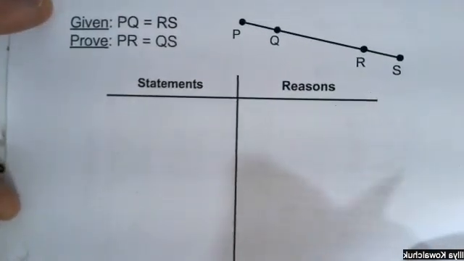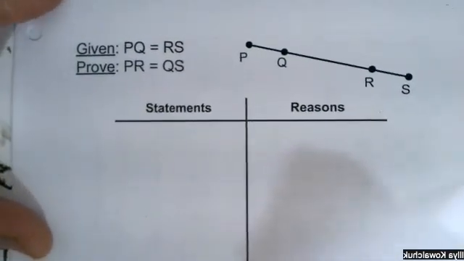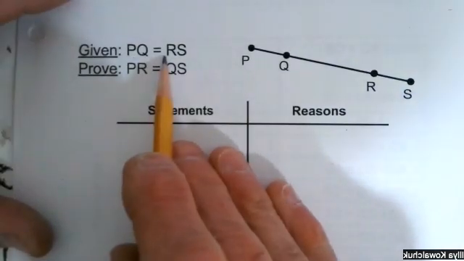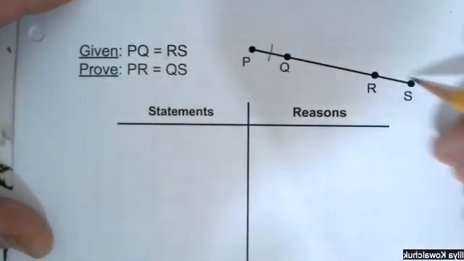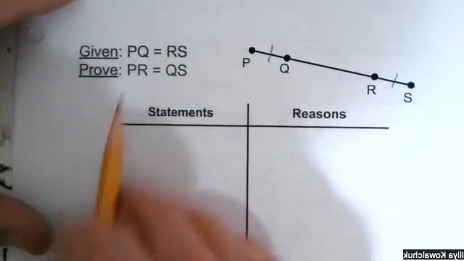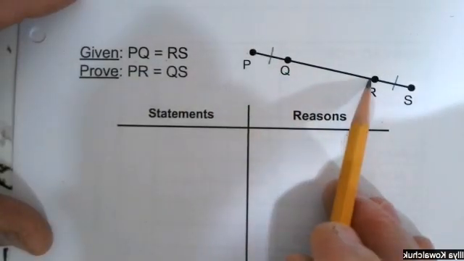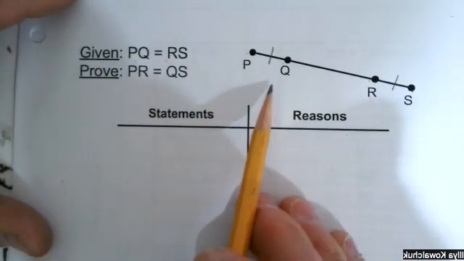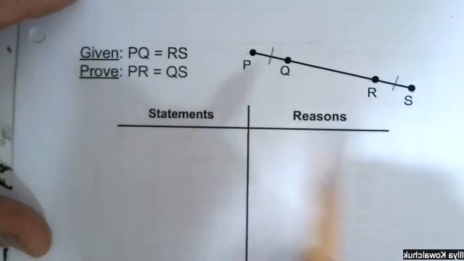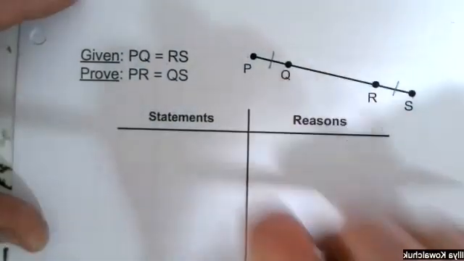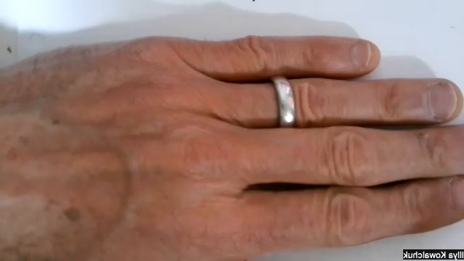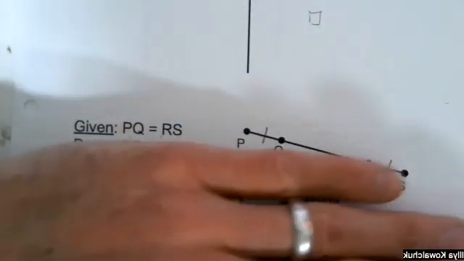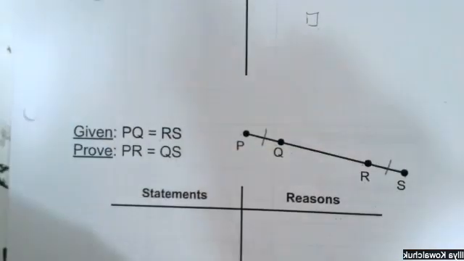Now, this one's a bit more complicated. What we're told is that PQ is equal to RS. So we can mark those as congruent here. And what we're trying to prove is that PR is equal to QS. In this case, I'm going to use some numbers to show you what I'm doing. It's not related to this, so I want you to see if you can forget about the geometry part first.